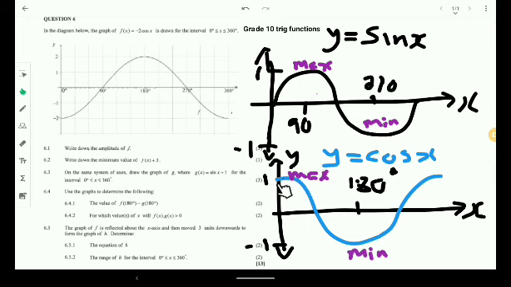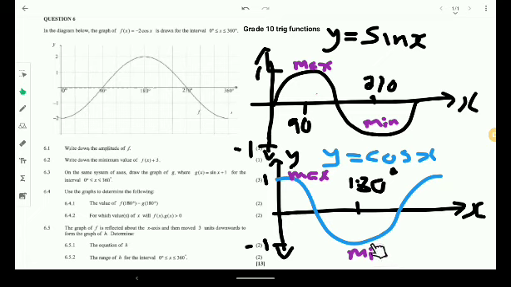We know that the cos graph differs from the sine graph because the cos graph at 0 degrees is 1. At 90 degrees it is 0, at 180 it is minus 1, at 270 it is 0 again, and then at 360 it is positive 1. So the amplitude of this y is equal to cos x graph is 1 as well. The maximum is at positive 1 and the minimum at negative 1.